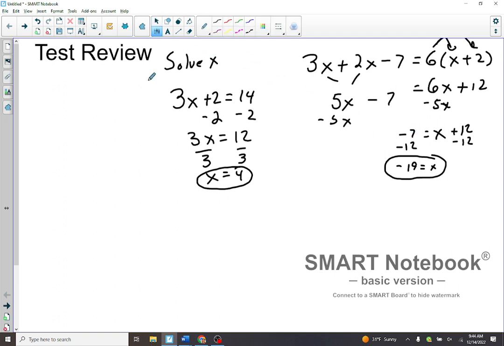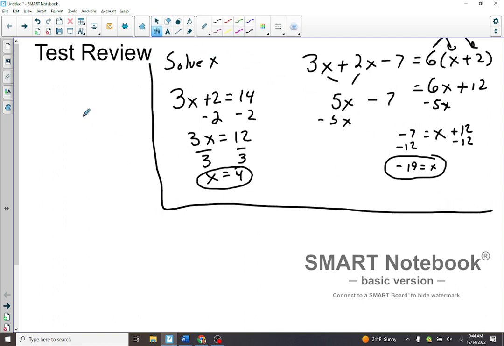All right. The second part of your test is going to be solve for y. So when we solve for y, we're getting y by itself. So even though we have x as a variable, we don't care. We're just moving everything away to get y by itself.